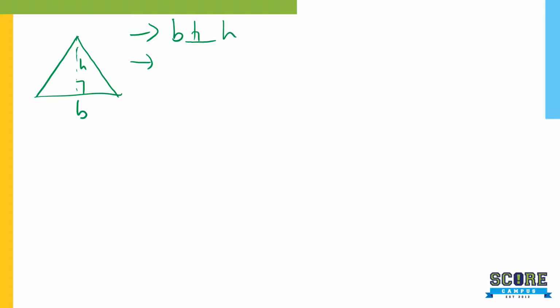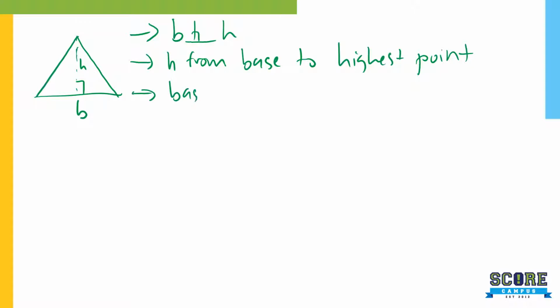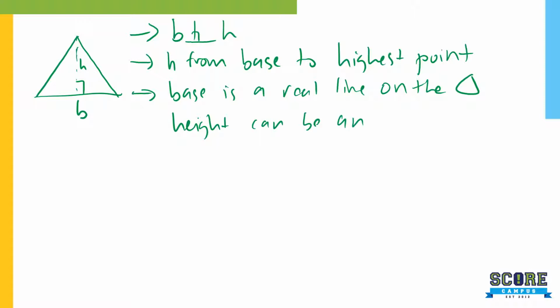Secondly, the height goes from base to highest points. Okay. Thirdly, the base is a real line on the triangle, whereas for the height can be an imaginary line. Okay, so I'll go through with you the 3 different types of triangles.